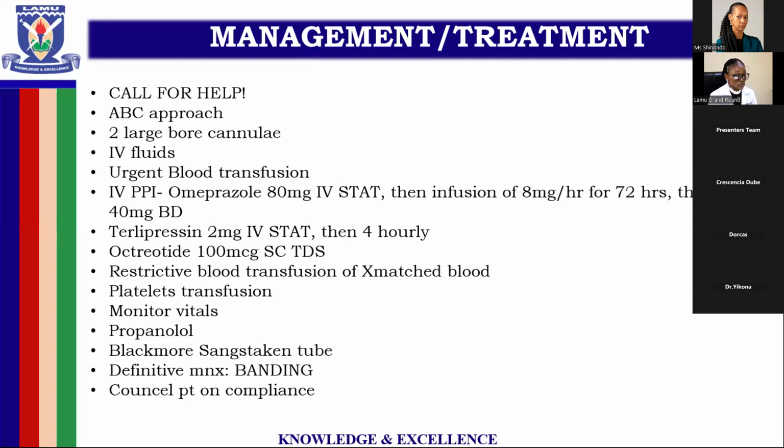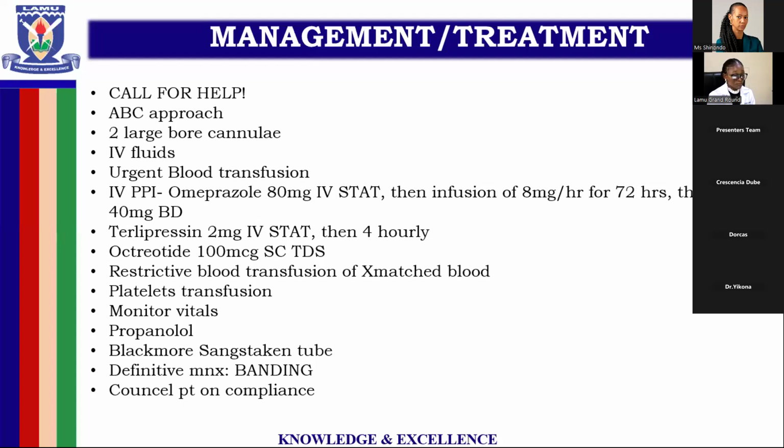We are then going to transfuse this patient once the cross-matched blood arrives, ideally whole blood, and we are going to do a restricted blood transfusion. What then do I mean by that? We know that this is a patient who presented with a hemoglobin of 2.5 milligrams per deciliter, in as much as on the investigations it was at 5 because the patient had already received some blood at the time.